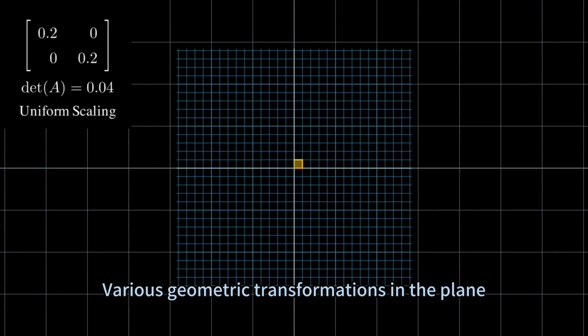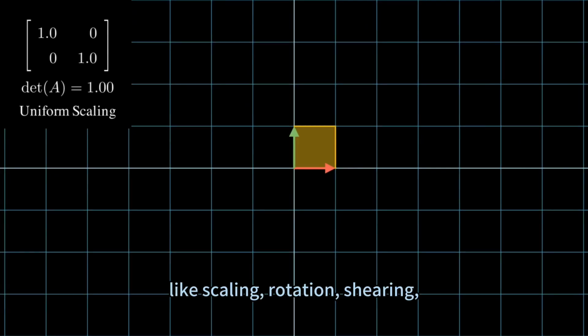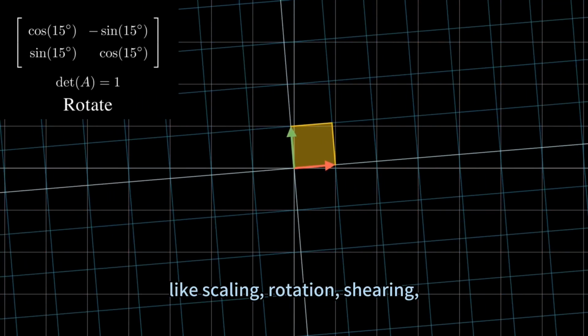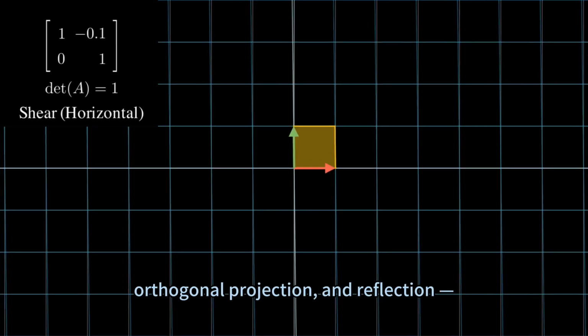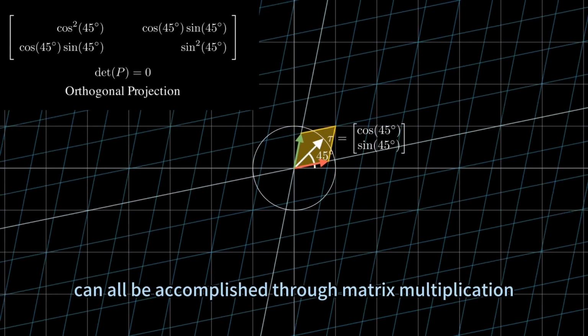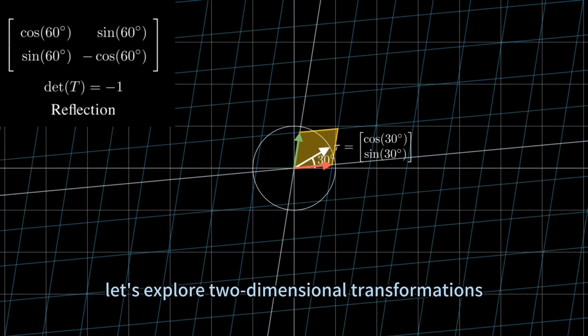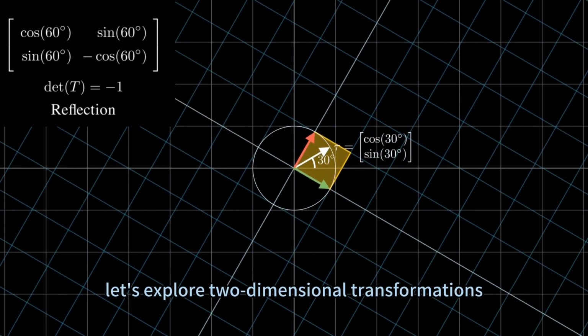Various geometric transformations in the plane or in three-dimensional space, like scaling, rotation, shearing, orthogonal projection, and reflection, can all be accomplished through matrix multiplication. In this video, let's explore two-dimensional transformations.